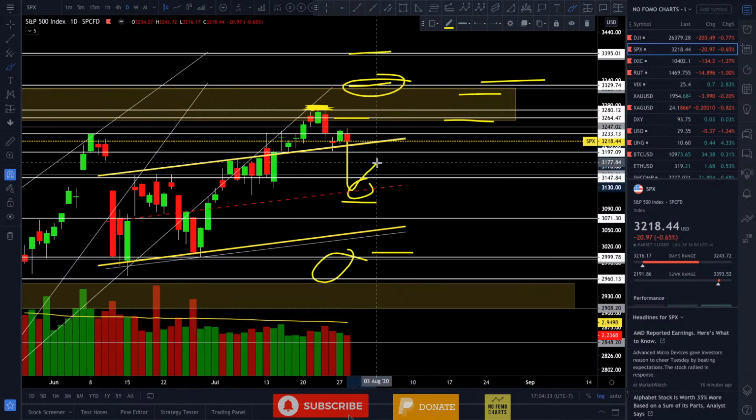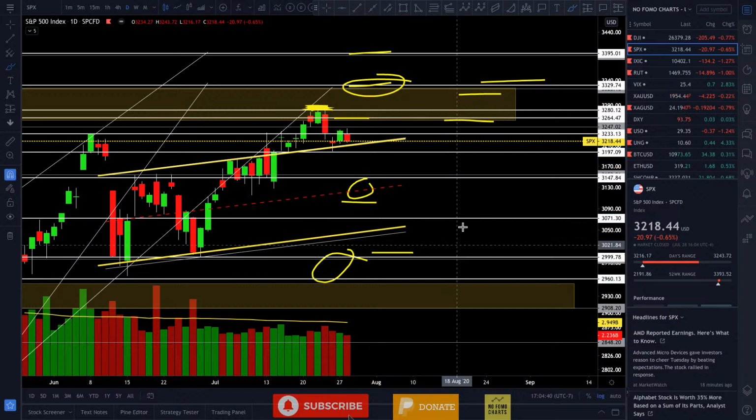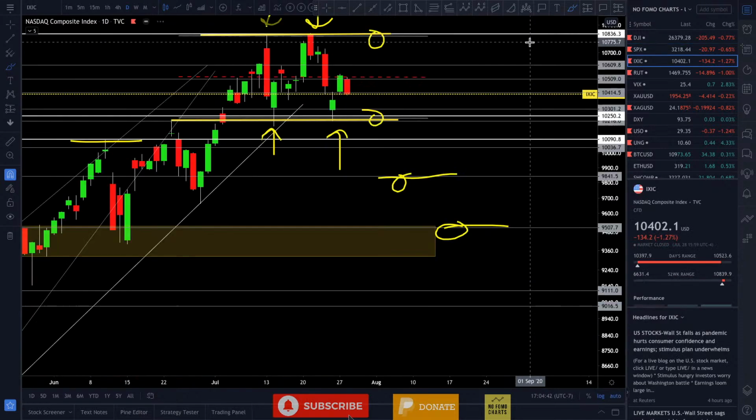If it turns into a downtrend for some reason, because of earnings or news, then 3000 would be a big bearish target. So watch out for those levels. Next, NASDAQ.